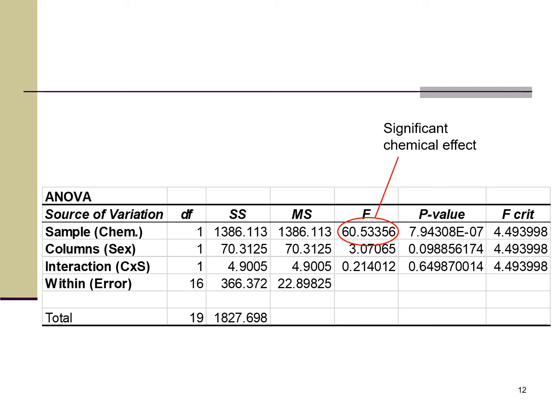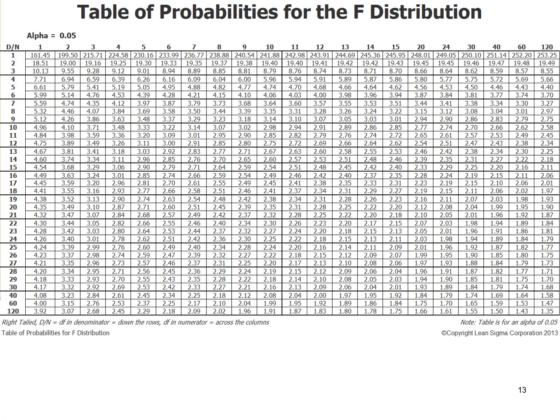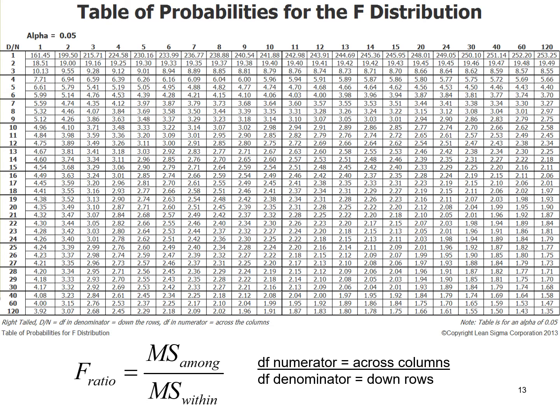And so that gives us our F value, and our F critical value we're going to get from a table, or more likely your computer's going to look it up for you. Again, looking up that F ratio based on the degrees of freedom for your among and your degrees of freedom within, you get a value. It's 4.49.